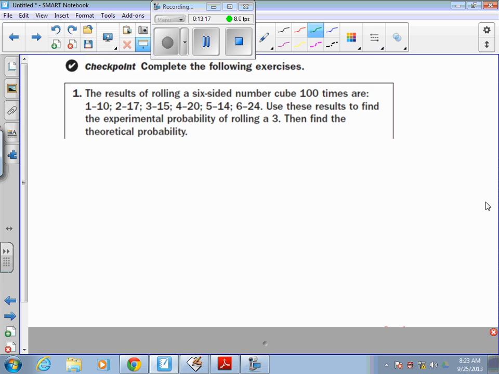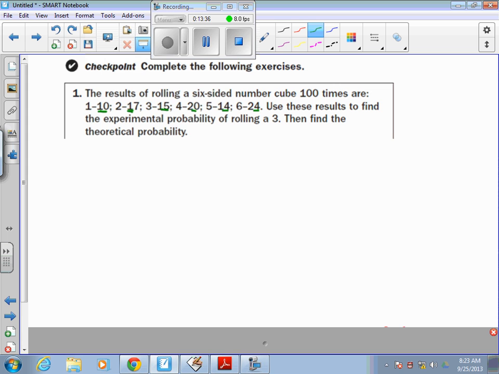The results of rolling a 6-sided number cube 100 times. So 1 to 10, 2 to 17, 3 to 15, or this is how many times, I'm reading them as 2. This is how many times 1 came up. This is how many times 2 came up. 3 came up, 4 came up, 5, and 6. It says use the results to find the experimental probability of rolling a 3.